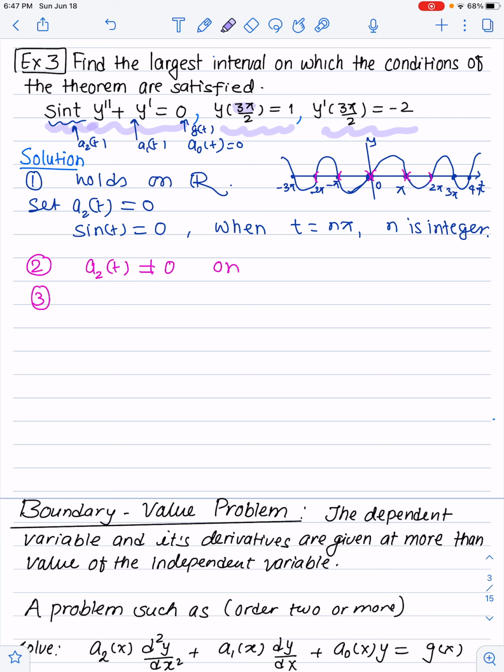So the initial point, which is t equals 3 pi over 2, on which interval does it lie? Let's look. So 3 pi is here, right? So half of 3 pi, that means somewhere here. This is 3 pi over 2, and that 3 pi over 2 lies in this interval. That means this belongs to the pi to 2 pi interval.